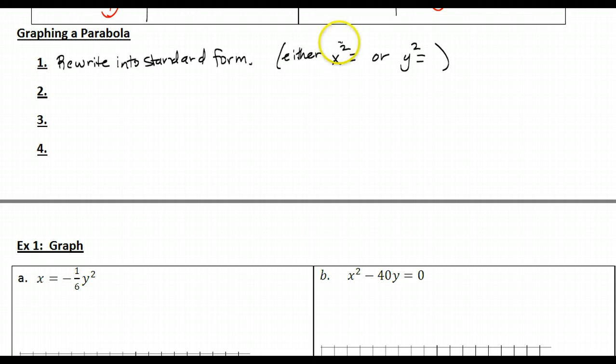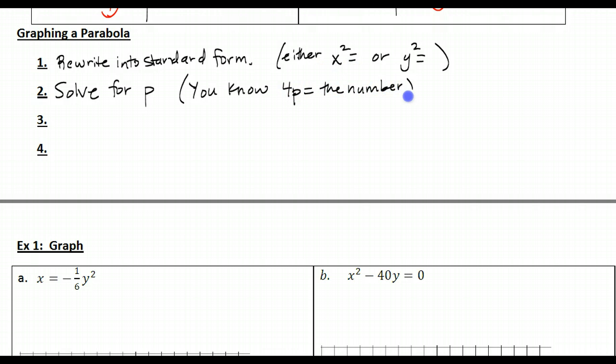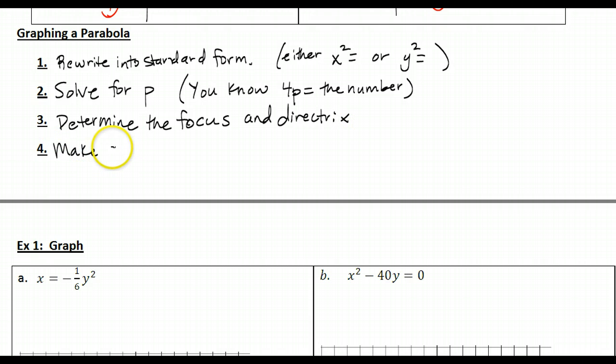Okay, so either I have x squared equals or y squared equals. That's my first step. Next, I need to solve for p, because p is going to tell me what my directrix and my focus are. And by the way, 4 times p is equal to the number that is in front of the x or y. And then next, we're going to determine what our focus and our directrix are. So step 3, we're going to determine what the focus and the directrix are. And step 4, we're going to make a table of values and plot the points.